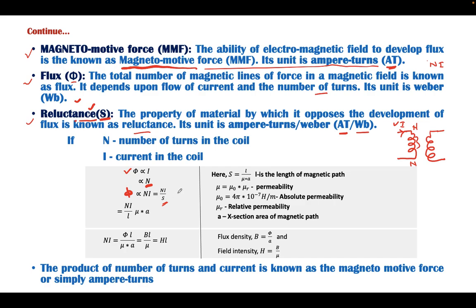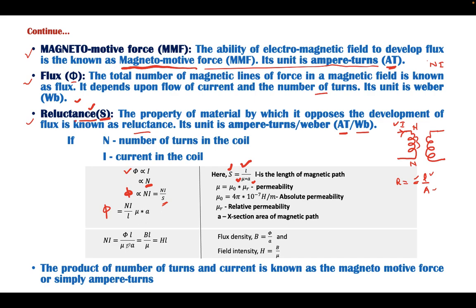By the property of the material, S is equal to L upon mu A, where L is the length of the magnetic path through which this flux passes, mu is the permeability, and A is the cross-sectional area of the magnetic path. In case of an electrical circuit, we know R is equal to rho L over A, where A is the cross-sectional area, L is the length, and rho is the resistivity. In this case, S is the reluctance, L is the length, A is the cross-sectional area, and mu is the permeability. Now, putting the value of S in this equation for flux, it will be Ni upon L over mu A.